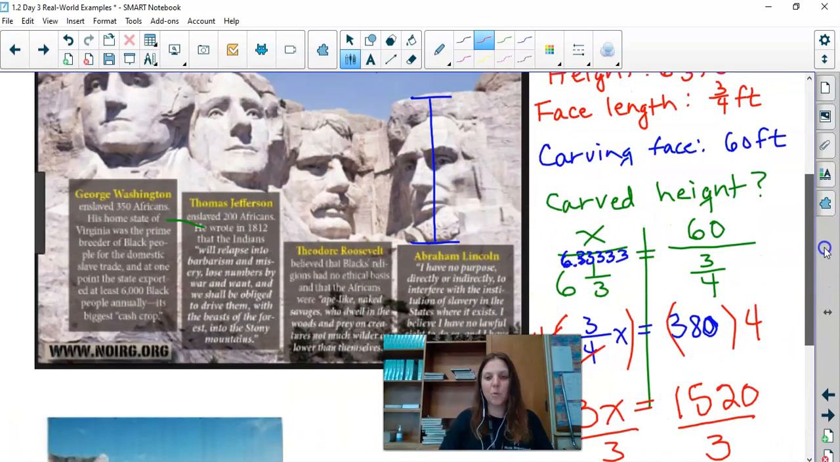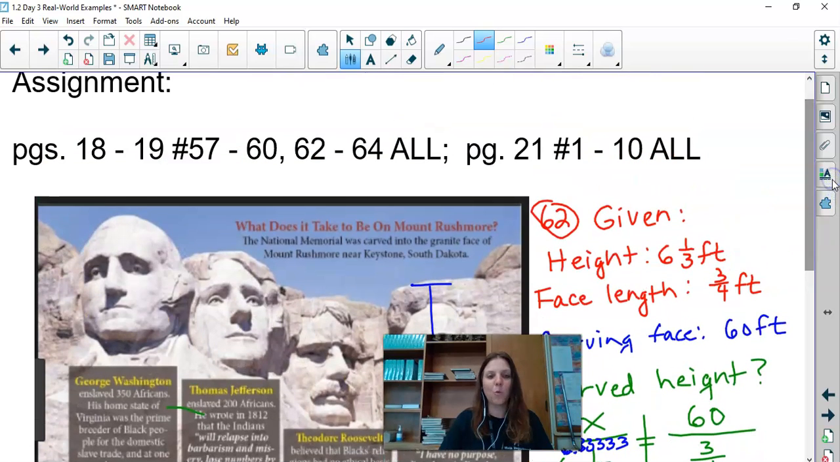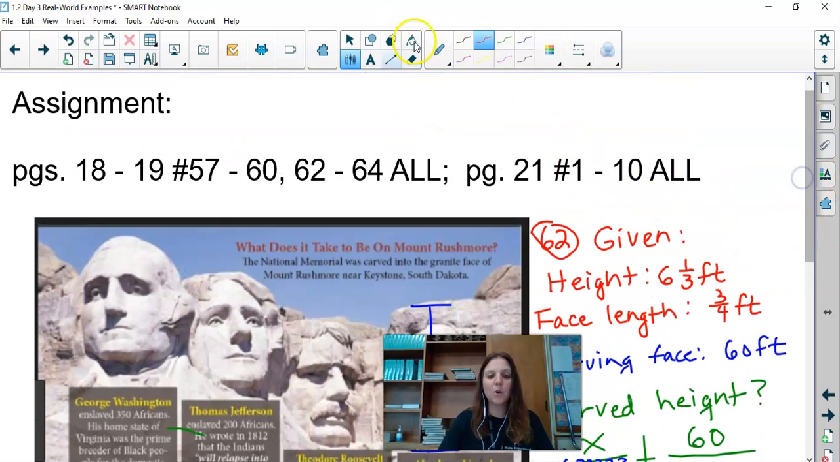Okay, so I'm going to show you one more time. These are the questions for this section. You'll also notice that not only are you doing these real-world problems, but you're also going to have a page that includes review. It's called the quiz. It's not a quiz. It will be a practice of all of the material that we have been working on so far.